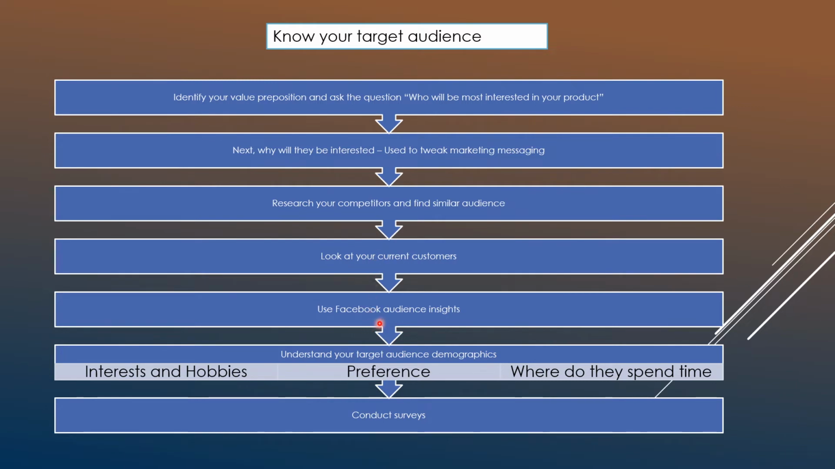You can even use a tool like Facebook Audience Insights, which is a pretty powerful tool when it comes to simulating different audiences and really understanding what kind of publications your audience uses to consume information, which websites they visit, what Facebook pages they follow. And there are so many things under Facebook Audience Insights. And then finally, you should understand your target audience's demographics. And this goes back to my fourth point, which is looking at your current customers, because by understanding your target demographics, you can find out their interests, their hobbies, their preferences, and where they spend time.